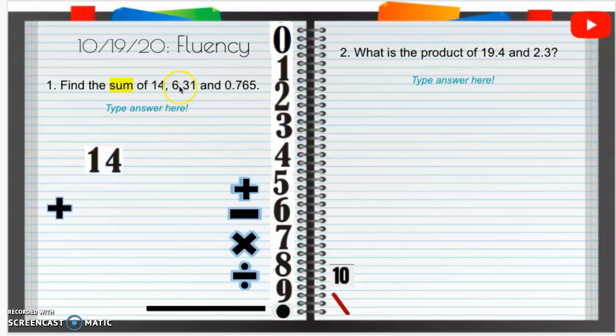Uh-oh, what do? We have a decimal. Take a deep breath. When we're adding or subtracting decimals, you line them up. Line them up. So we have that 6. It's going to be our whole number. We're going to have our decimal here. And 31, 6 and 31 hundredths. Alrighty, and then we have 0. So 0 whole numbers. And 0 and 765 thousandths.